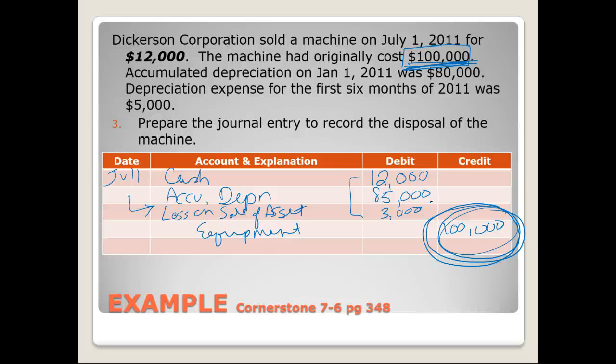Now, in the remaining portion of your chapter, we do discuss natural resources as well as intangible assets. You are responsible for understanding how natural resources work, how we deplete the value of natural resources, and we amortize the value of intangible assets, very similar to the concept of depreciation, but we use different words. However, we will not be going over Cornerstones 7-8 and 7-9. You will not be responsible for those, though you do need to understand in general how natural resources are depleted and how intangible assets are amortized. This concludes Chapter 7.